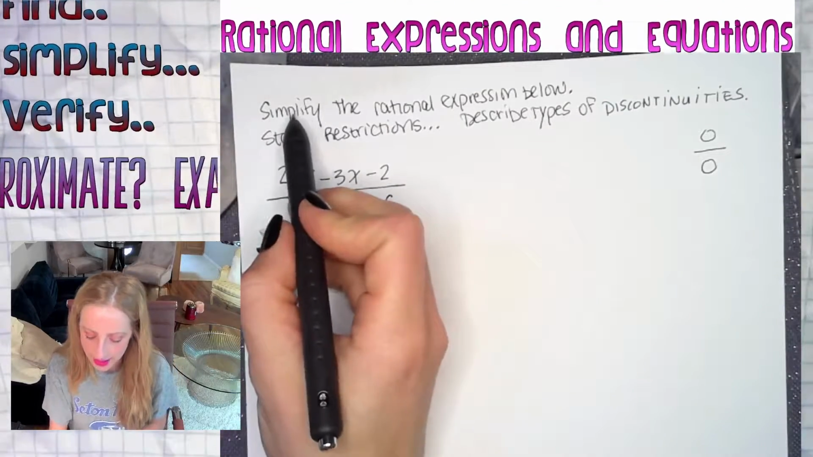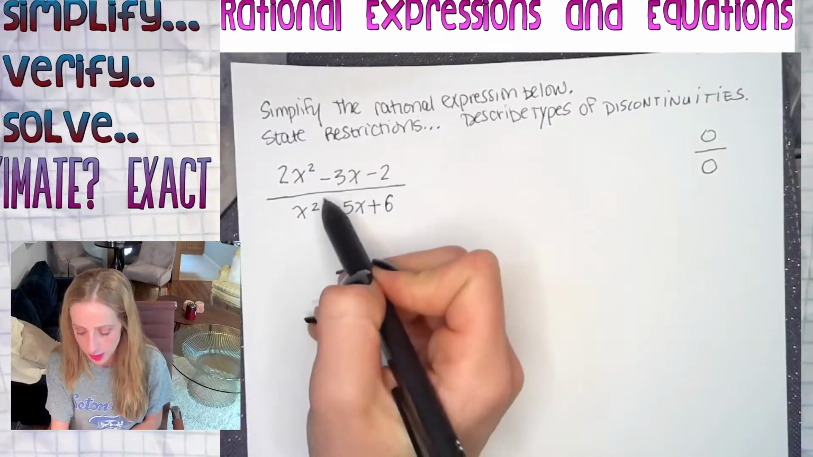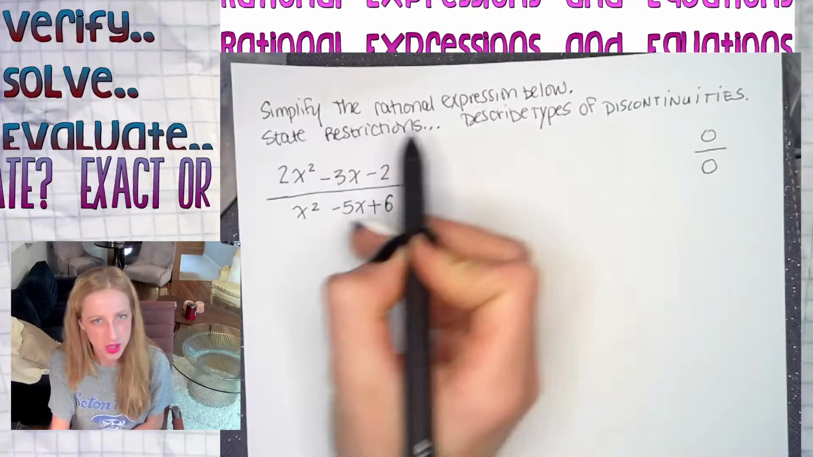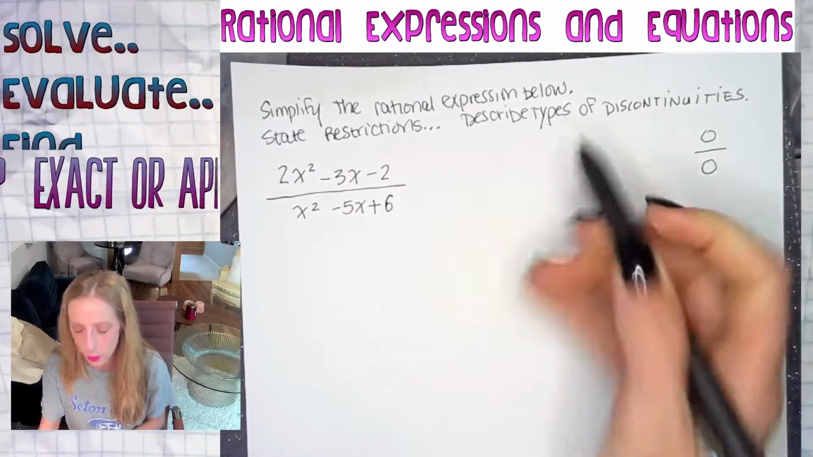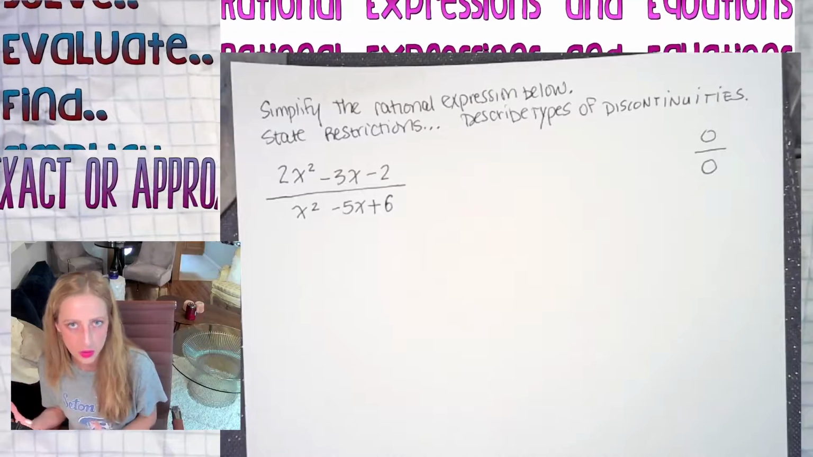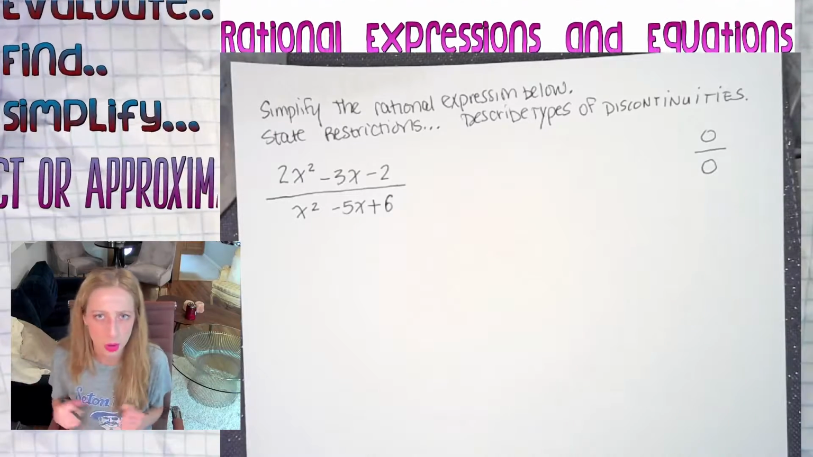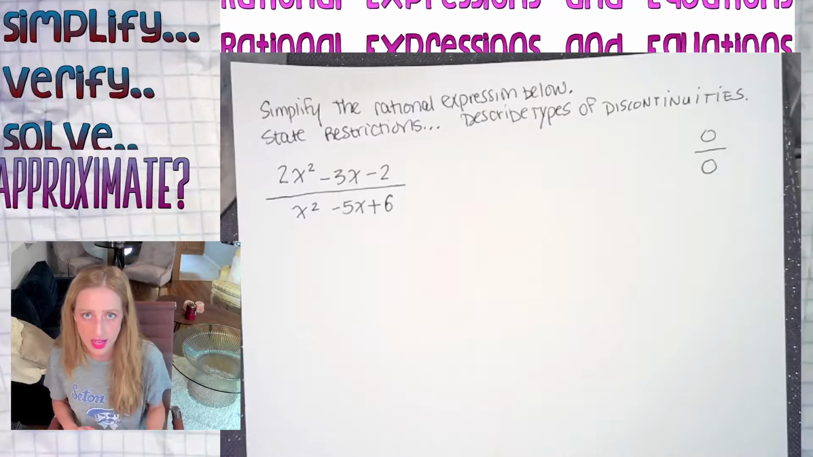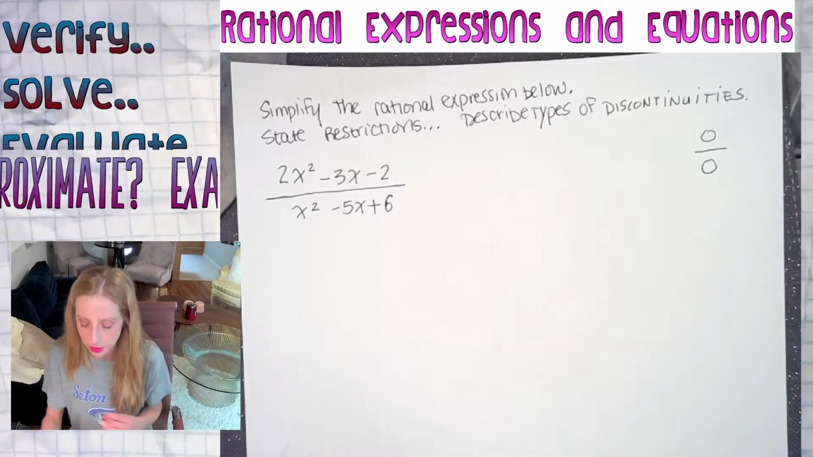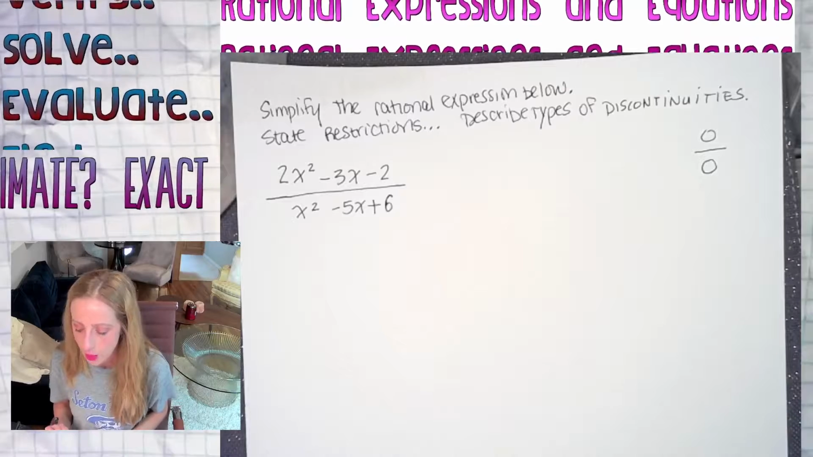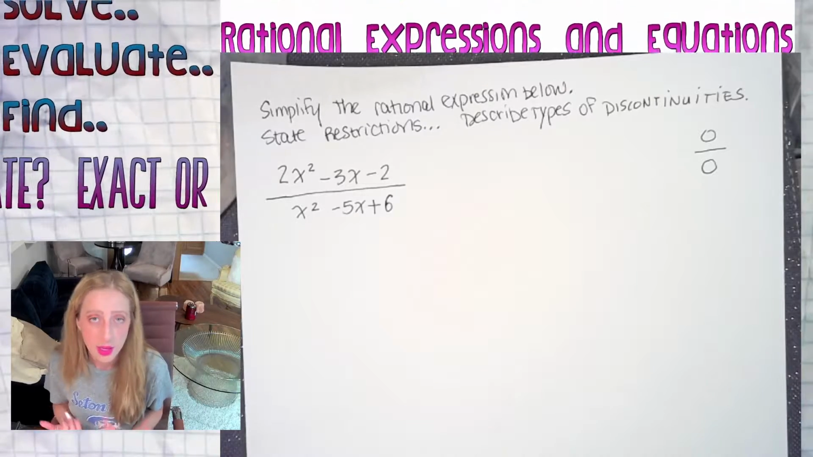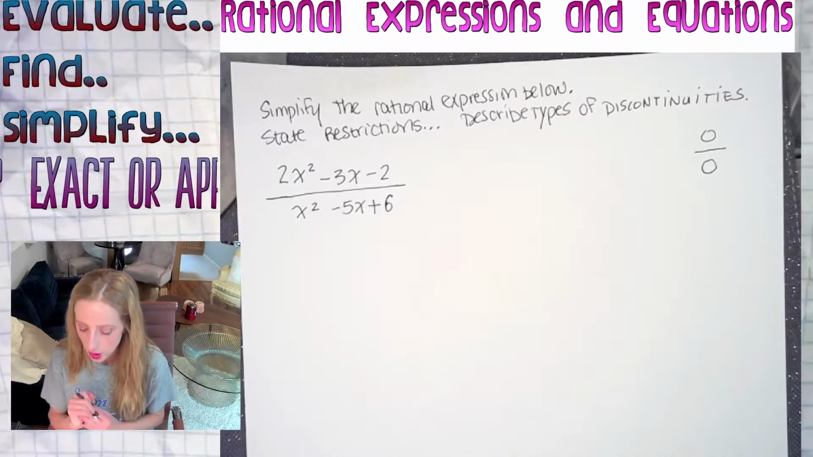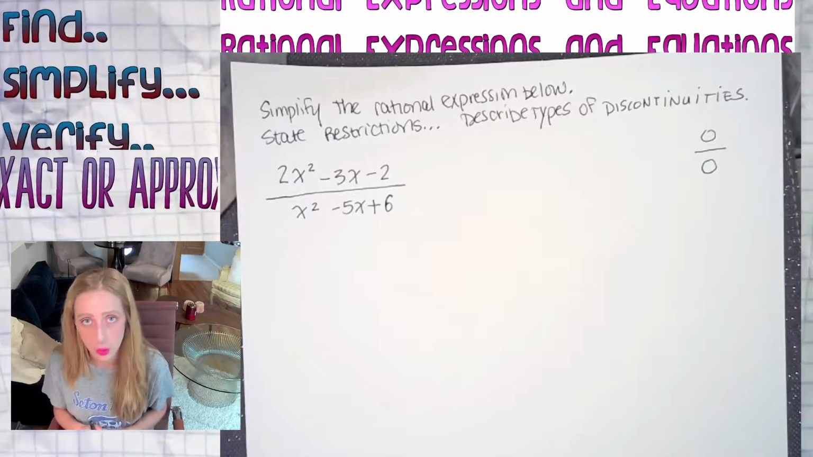Now we are asked to simplify the rational expression and then state restrictions, and we're going to build on that one step further. We're going to imagine if this were y equals, and we were getting graphed on a plane, and we were talking about domain, which describes x values, and range, which describes y values as they relate to a graph, where would the discontinuities in the domain be? And what type of discontinuity would they be?